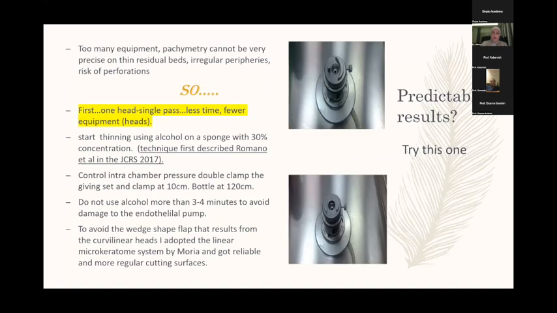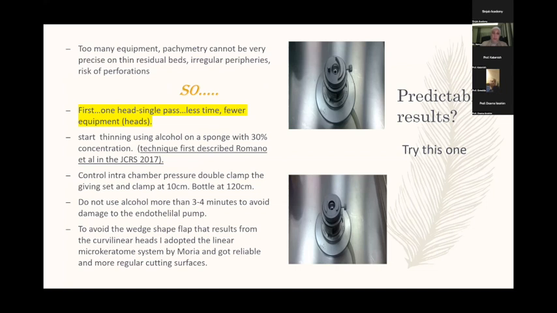Now, lately, I have been using another way of obtaining ultra-thin DMEK grafts, which is a technique described by Romano et al. in 2017, which is the alcohol thinning technique. So that you avoid many equipments, and sometimes the pachymetry cannot be very precise when the residual bed is very thin. So I use one head with a single pass. It gives me less time, and fewer equipment and heads are needed.